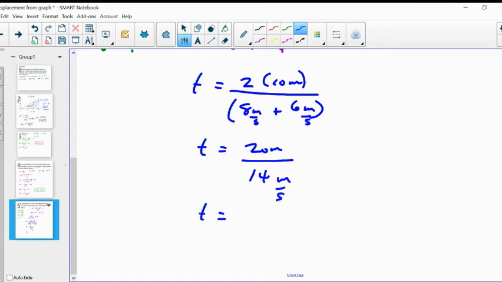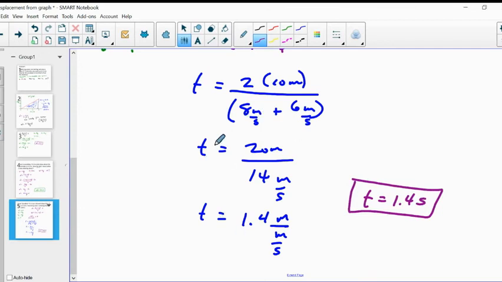Okay, and take out my calculator here. And 20 divided by 14 equals 1.428. How about I'll say 1.4? 1.4. And we have meters over meters per second. And you should watch the unit video talking about how to manipulate units, but that is going to give us 1.4 seconds.